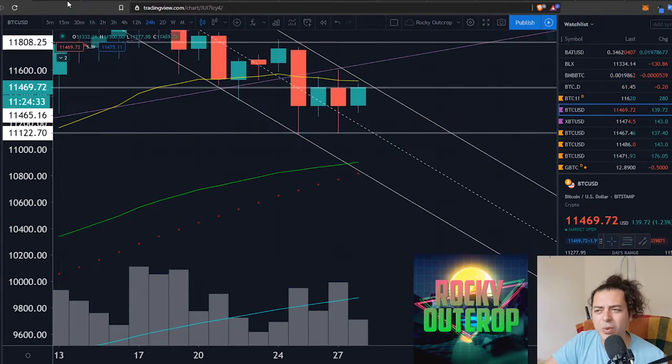Interestingly then, if we zoom right in, you can see that we've come quite close to the 21 EMA and not actually touched it today, but got really pretty close to that line there with our highs, which are 11,500.